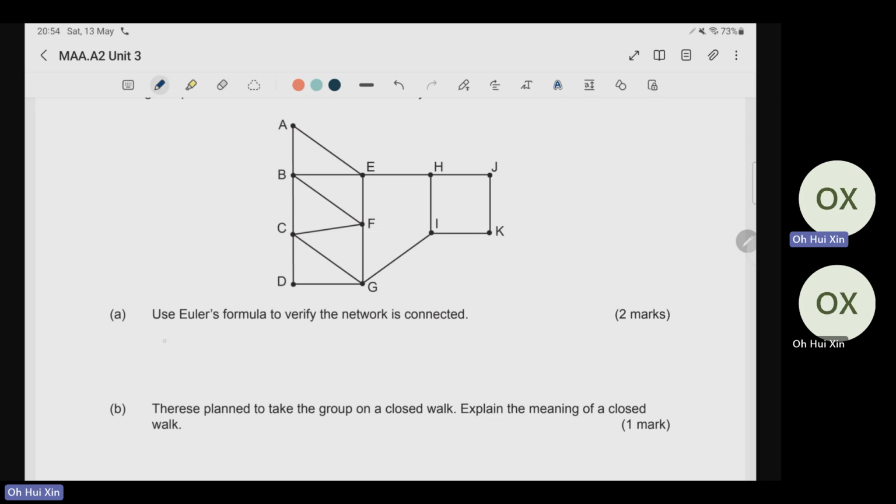Same thing. V equals, you have A until K, so in this case we have a total of 11. Number of edges: 1, 2, 3, 4, 5, 6, 7, 8, 9, 10, 11, 12, 13, 14, 15, 16, 17. So there are 17 edges. Then number of faces: 1, 2, 3, 4, 5, 6, 7, 8. So faces equals 8.